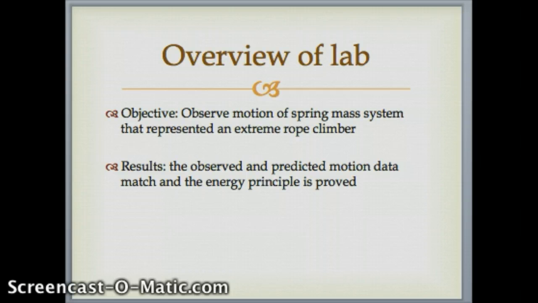Then, using VPython code, we created a predicted pattern of motion and energy graphs to compare the observed versus the predicted motion data to see if they matched up. And the result of this lab was that those two did match up, thus helping to prove that the energy principle is true and that energy is conserved.